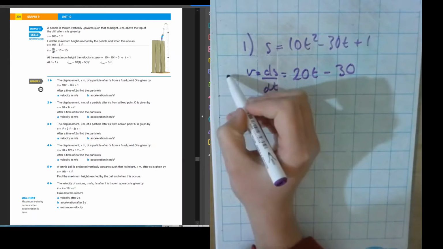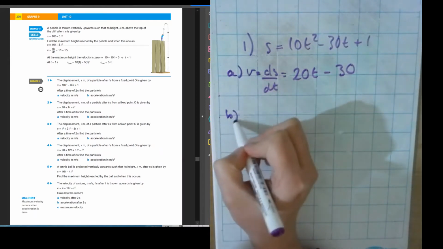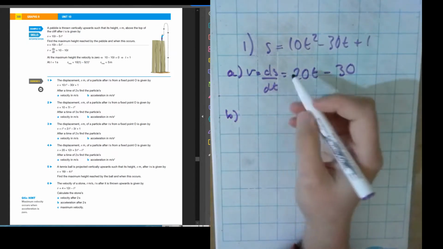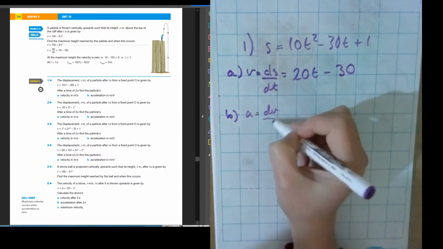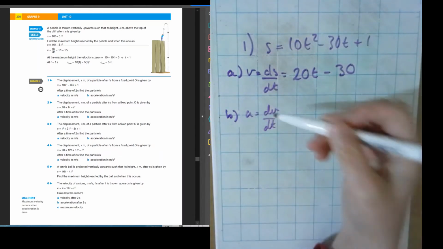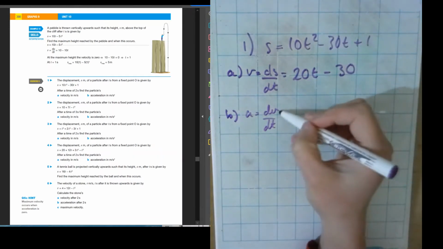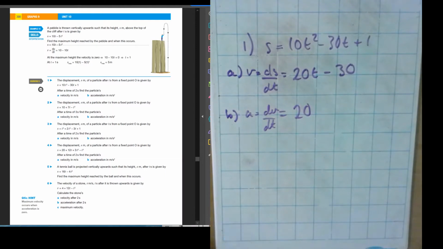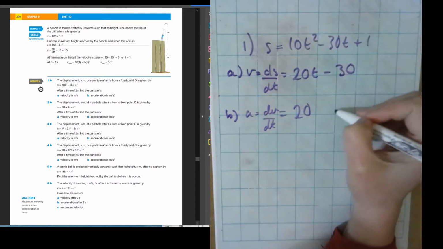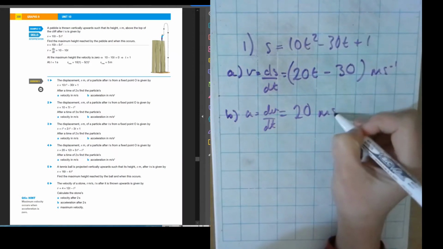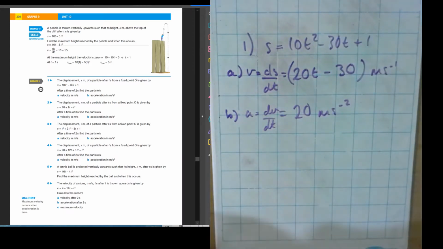Okay, so this is part A. Then they're talking about acceleration. As I said, you're literally just differentiating it again, which is the second differential. Otherwise you can just say it's dv by dt, or you could say it's a second differential from s. Your choice entirely. So this is just 20 and that just cancels off. Okay, so the acceleration is just 20. And this would be meters per second, this would be meters per second squared.